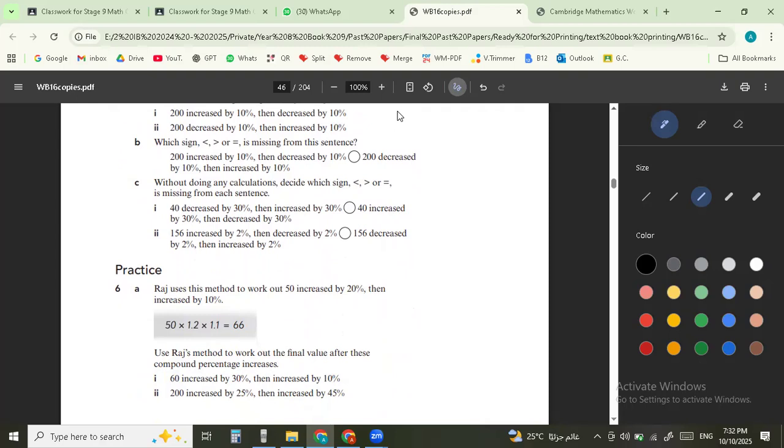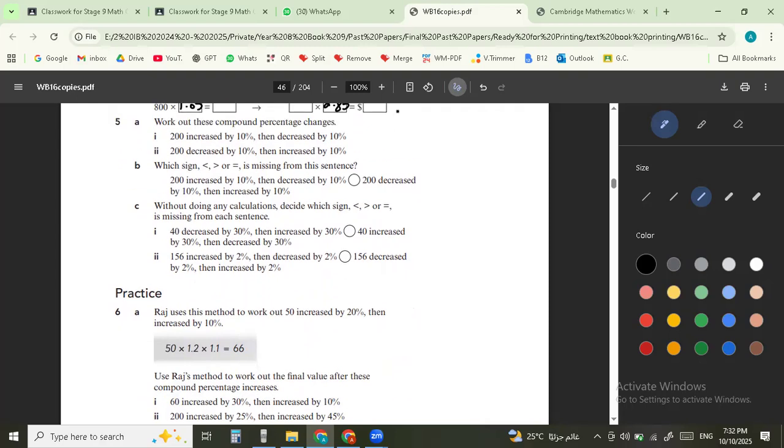Work out these compound percentage changes. 200 times increased by 10%, 1.1, because it's 110% divided by 100, is 1.10, which is just 1.1. Then decreased by 10%, so 0.9. Do the multiplication, find the answer. It is going to be the same as the one in the mark scheme.